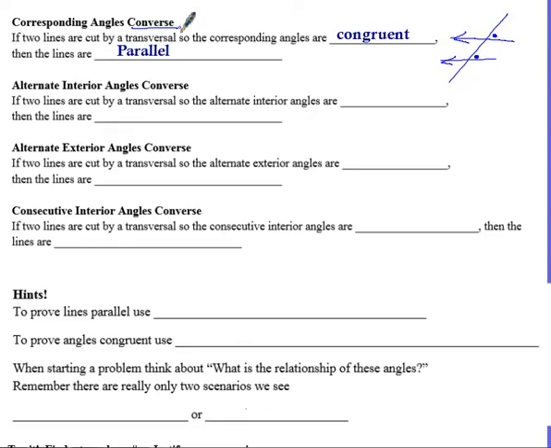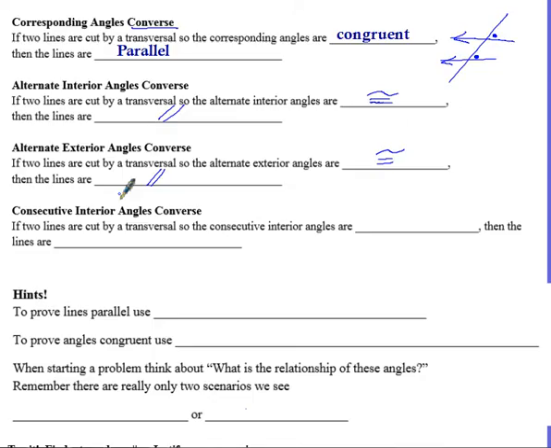So the alternate interior angle converse states if two lines are cut by a transversal so that the alternate interior angles are congruent, then the lines are going to be parallel. So remember, we have our shorthand for congruent. We draw the congruency symbol, and parallel, you just sort of draw two parallel lines. Alternate exterior angle converse states if two lines are cut by a transversal so the alternate exterior angles are congruent, then the lines are parallel.